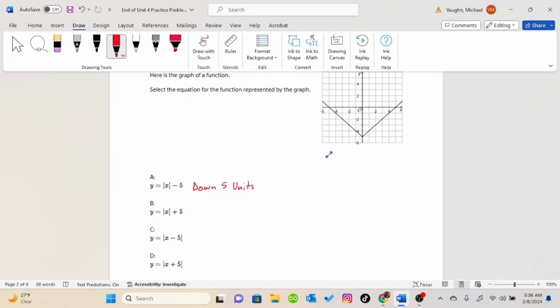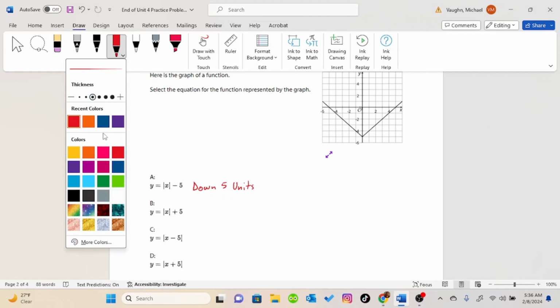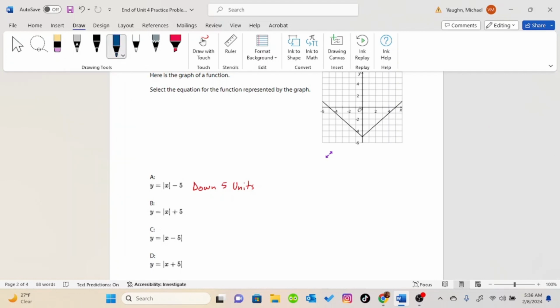B has a +5 outside the absolute value function. So this represents a shift up 5 units. C has a -5 inside the absolute value function. So this represents a shift right 5 units.